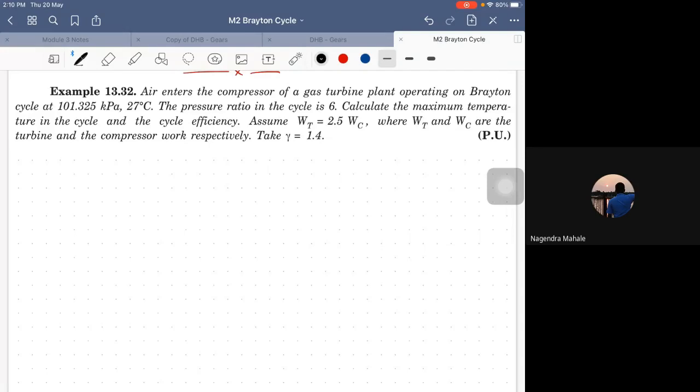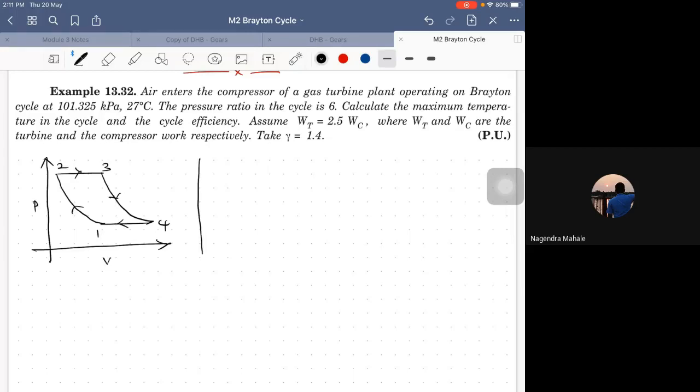Okay. So first, let me draw the Brayton cycle. 1 to 2 is adiabatic compression, 2 to 3 is isobaric heat addition, 3 to 4 is expansion in the turbine, and 4 to 1 is heat rejection isobarically.